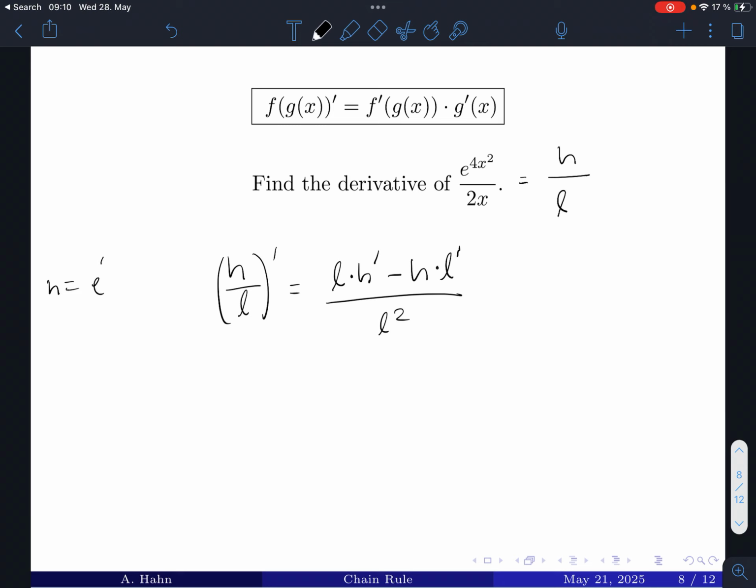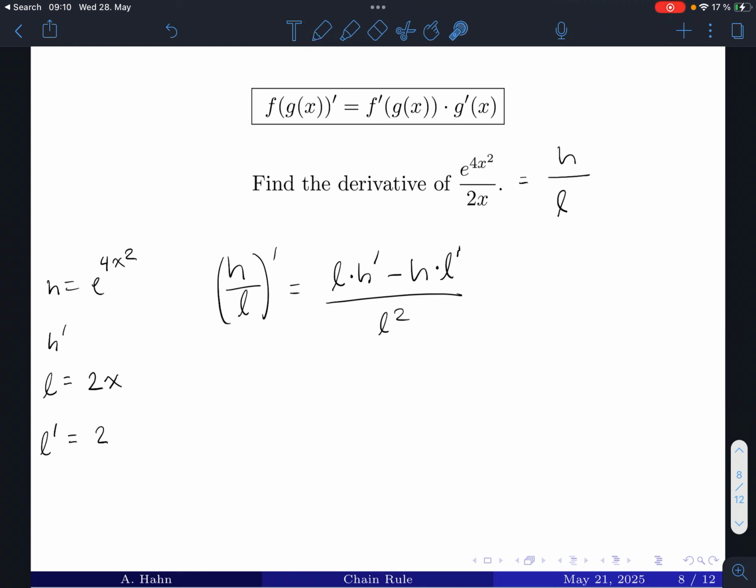H is equal to, the top function, e to the 4x squared. The low function, the bottom function, is 2x. And then we can also write down L prime really easily. L prime is just 2, the derivative of 2x.